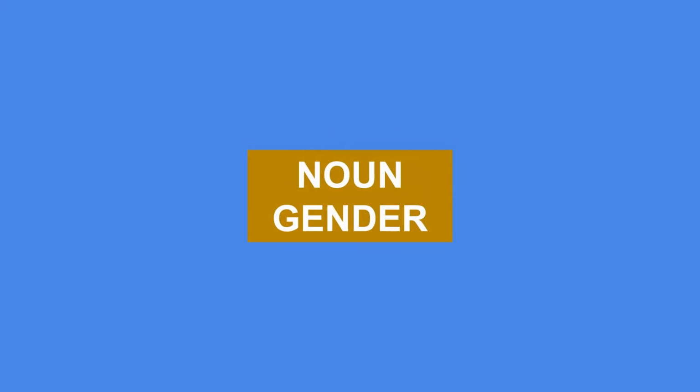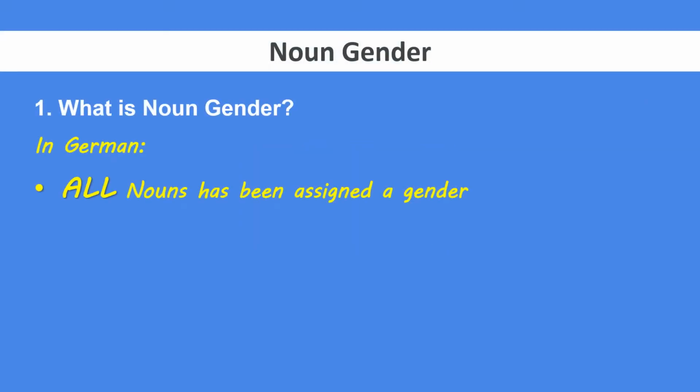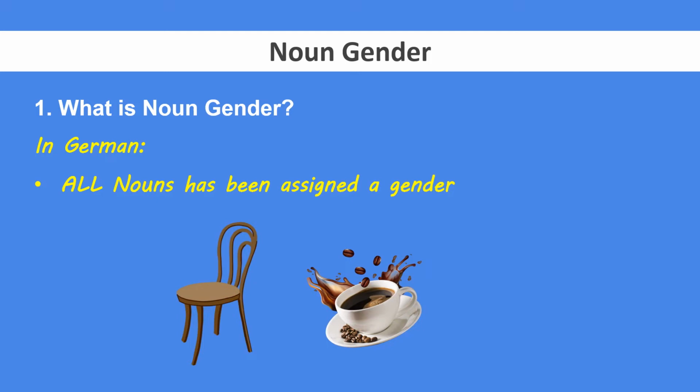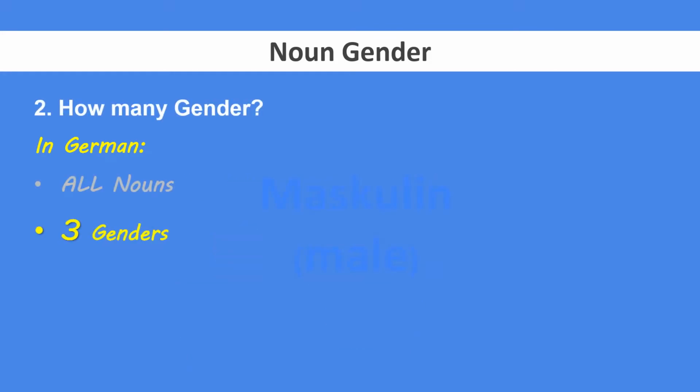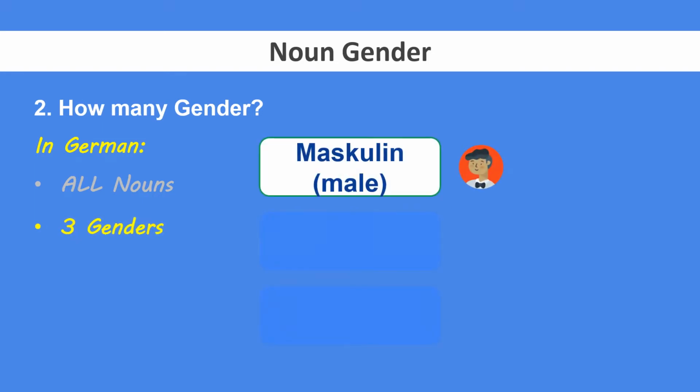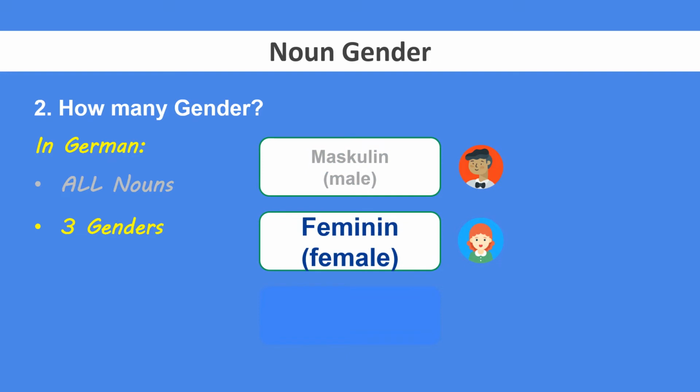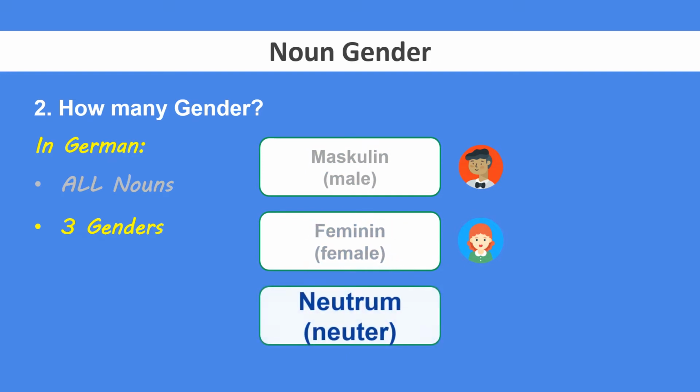Noun gender. All German nouns have been assigned a gender. Even words for objects without any male or female characteristics, like a chair, a cup, or even coffee, can be male, female or neuter. There are 3 genders: Maskulin, male, feminin, female, neutrum, neuter.